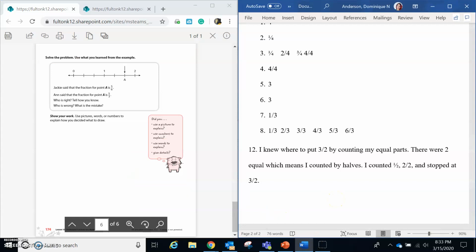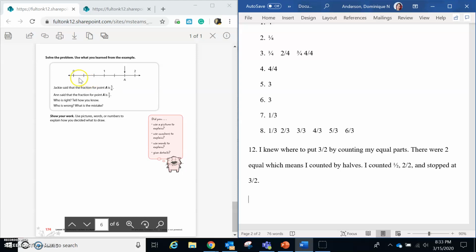It says, Jackie said that the fraction for point A is 5/6. So this is looking very similar to what the example was. Anne said that the fraction for point A is 5/3. Who is right? Tell how you know. Who is wrong? What is a mistake? So here's what we're going to do. But first, we need to look. So from 0 to 1, we do have 1, 2, 3 equal parts. So we do know our denominator is 3.